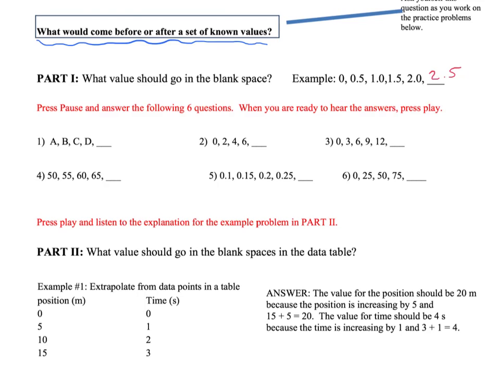Okay, if you've tried these out on your own, then you should know E comes after D in the alphabet. 0, 2, 4, 6, 8. They each go up by 2. Okay, the next number for 3, they go up by 3, so our final number should be 15. Okay, question number 4, each of the numbers go up by 5, so after 65 would come 70. For question number 5, it's going up by 0.05 each time. So after 0.25 should be 0.30. And then finally for number 6, it's going up by 25, so after 75 would be 100.